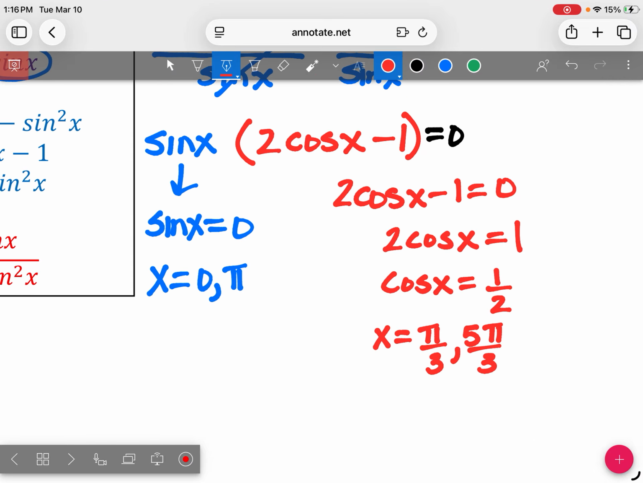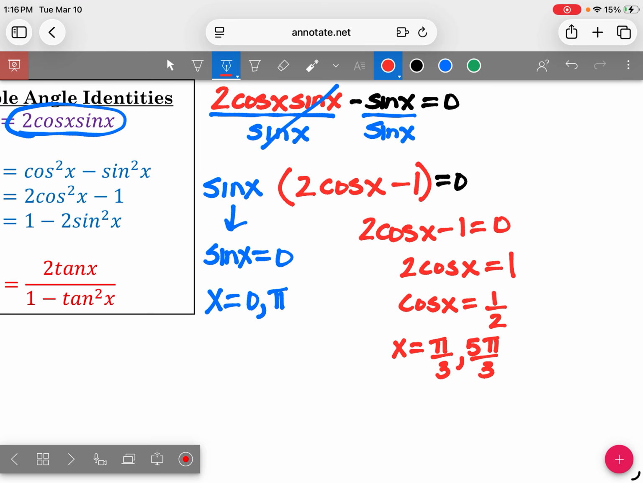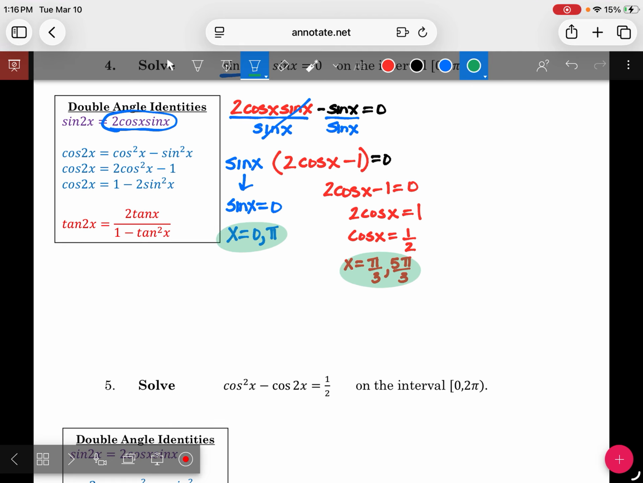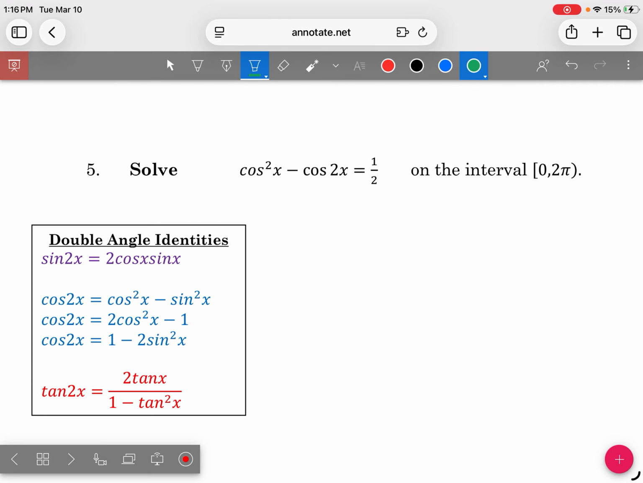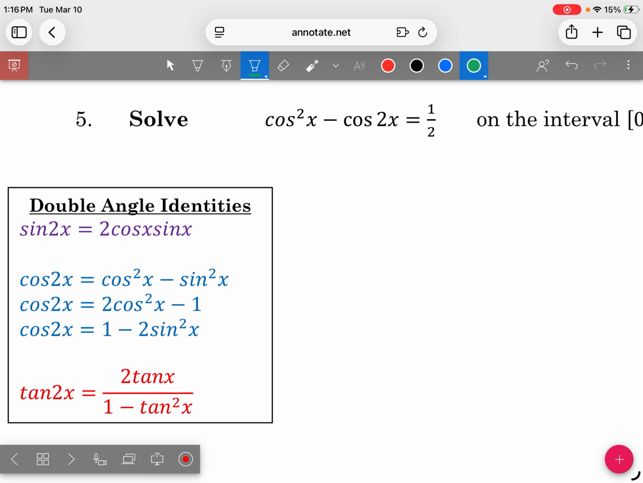So again, we start off by doing our substitution. Again, that's only if it's a double angle. We have to do our substitution. Really good questions. All right, last one. Do we have a double angle? Yeah, we do. Now, we'll know which one to use based off the rest. So this is my double angle.